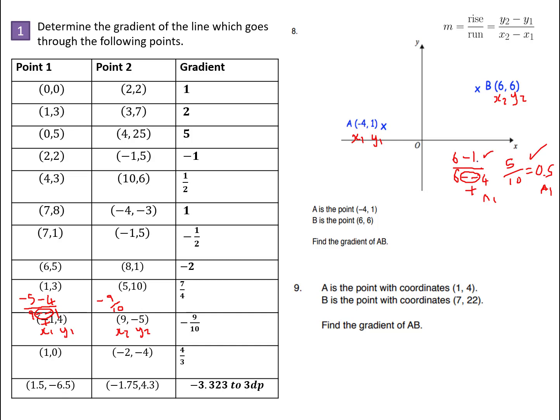Excellent work, guys. Now here we go. This is when, like I told you, they give you 2 points. So let's call that y2, y1, x2, x1. So you can do this quickly. What's 22 minus 4? That's got to be 18 divided by 7 take away 1, which is 6. 18 divided by 6, the gradient is 3. And just writing that will get you your method mark. And that's your answer mark.